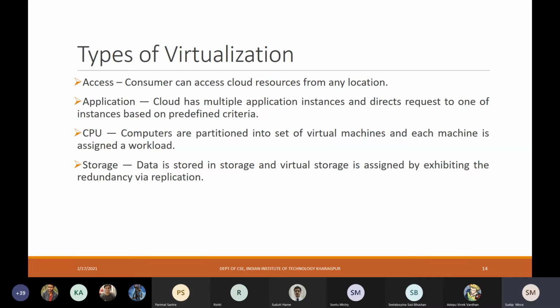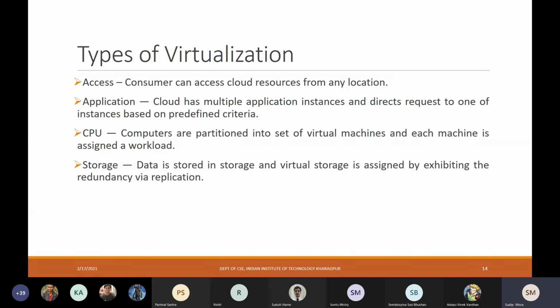Then you have CPU virtualization, which is understood, right? You partition your computer into a set of virtual machines, each of which works like an individual machine and is assigned a particular workload. The CPU itself is mimicked through virtualization, as if multiple computers are working at the same time. Then you have storage virtualization. This is very interesting. The data are stored in storage, and virtual storage is assigned by exhibiting redundancy via replication.